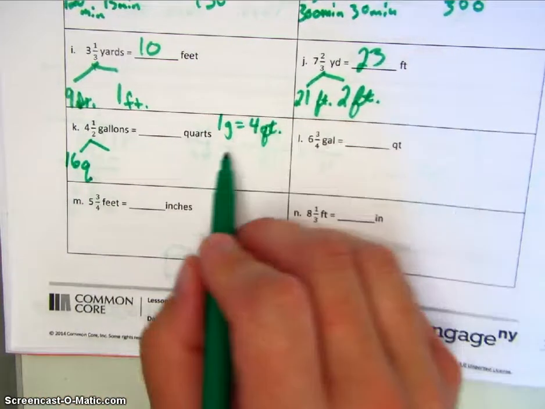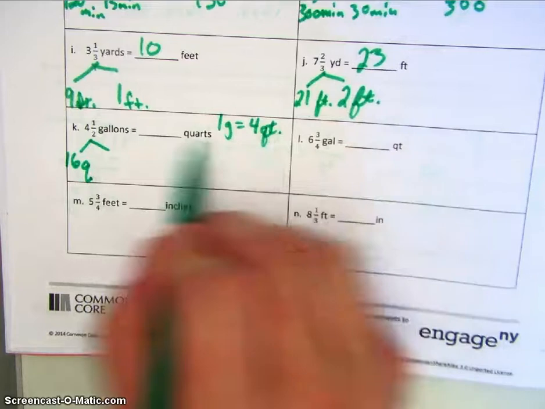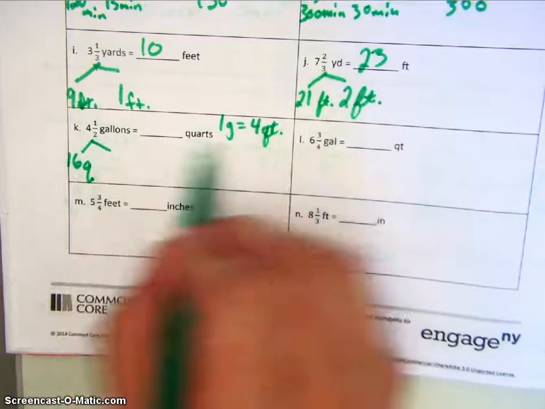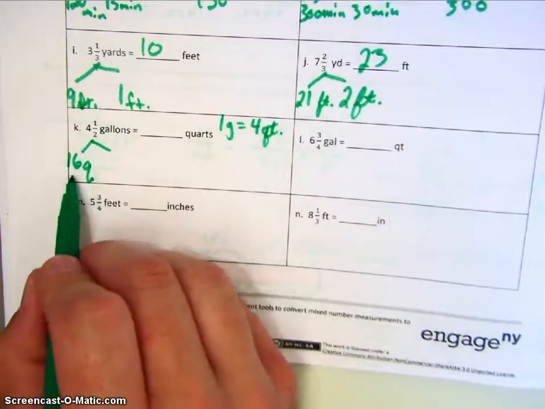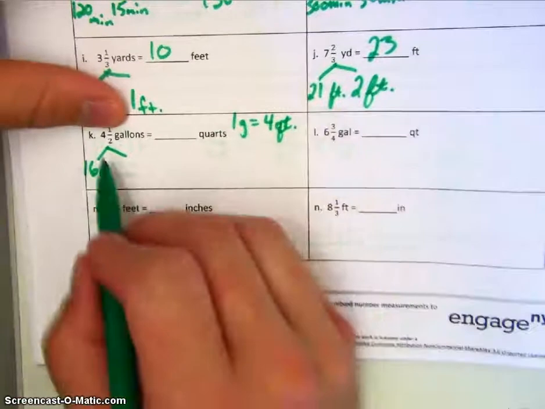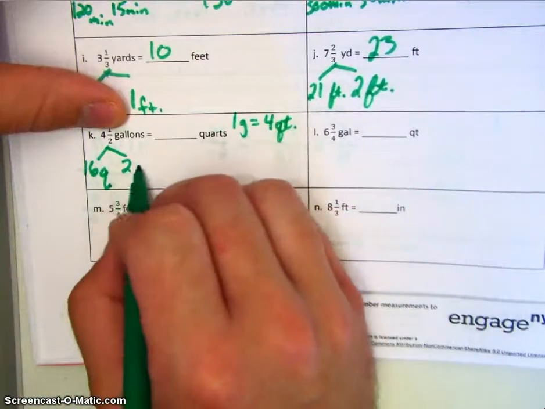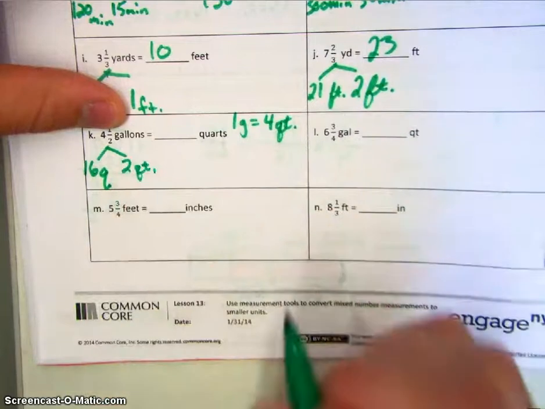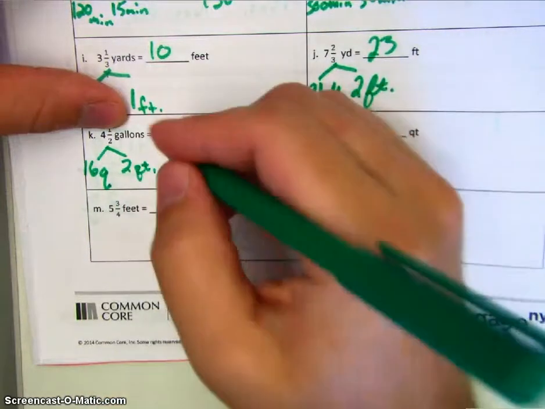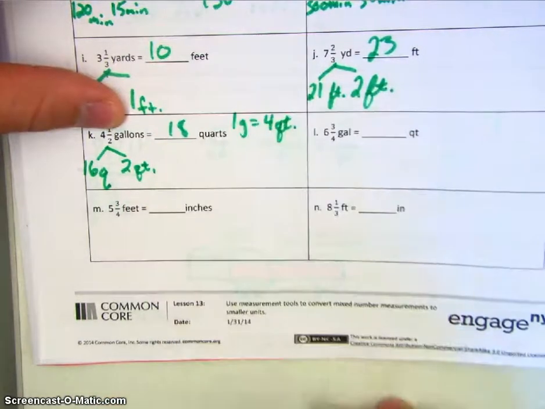Okay, so for our next one, we know that 1 gallon equals 4 quarts. So if we have 4 gallons, 4 times 4 is 16 quarts. Okay, now half of a gallon, well, we just think what's half of 4, so that's 2 more quarts. Okay, so if a full gallon has 4 quarts, half of a gallon has 2. Add those up, we get 18.